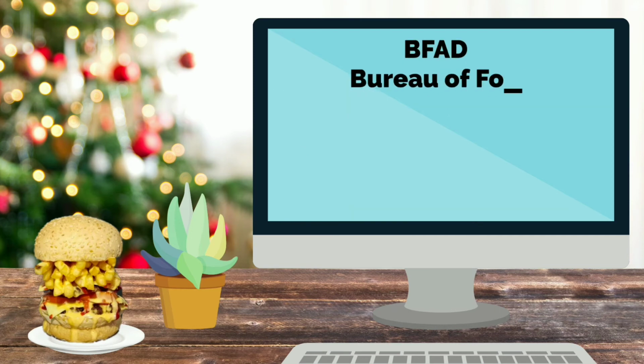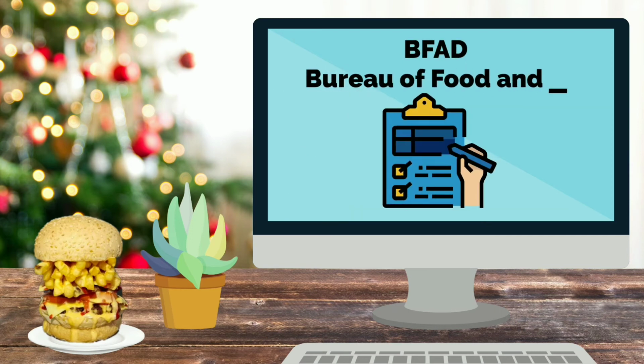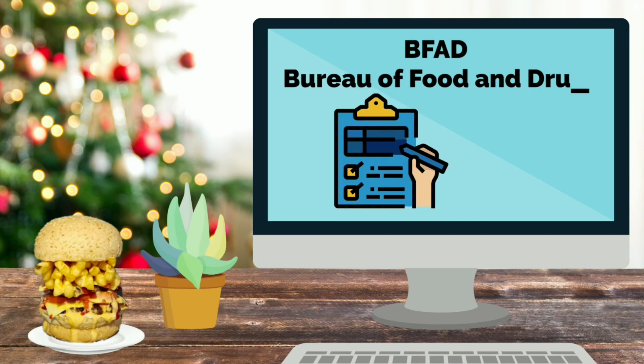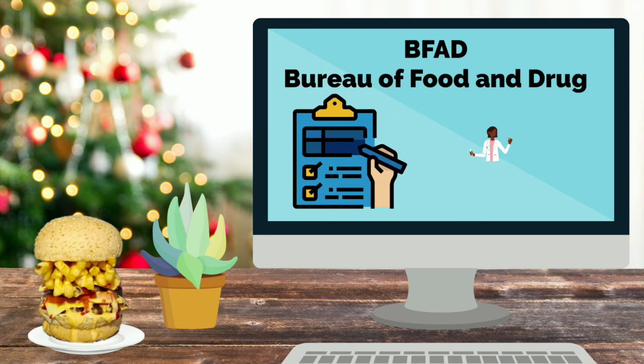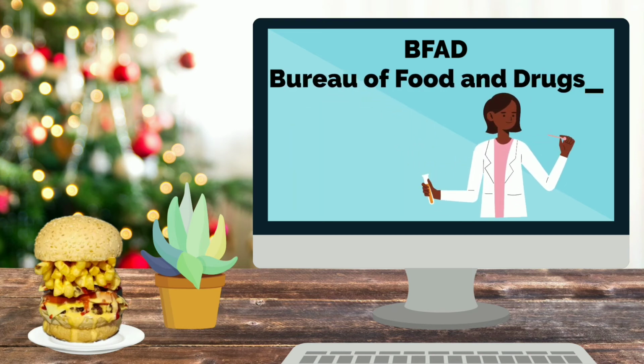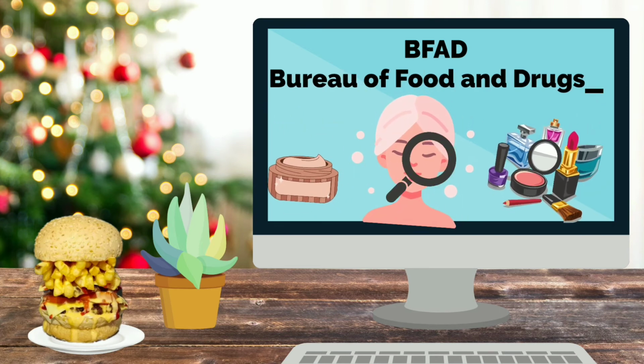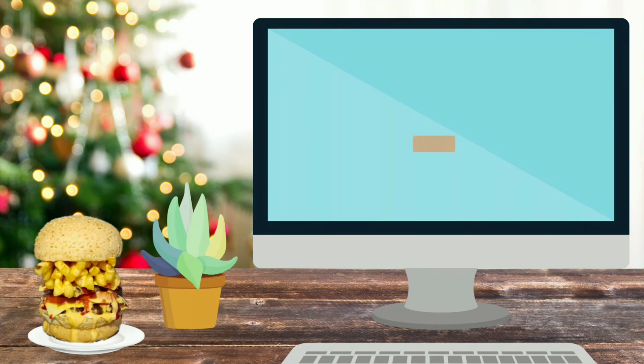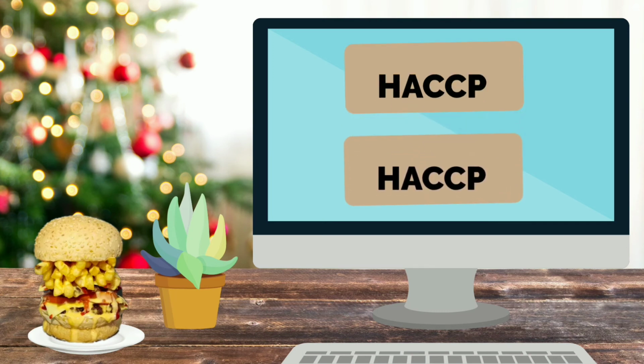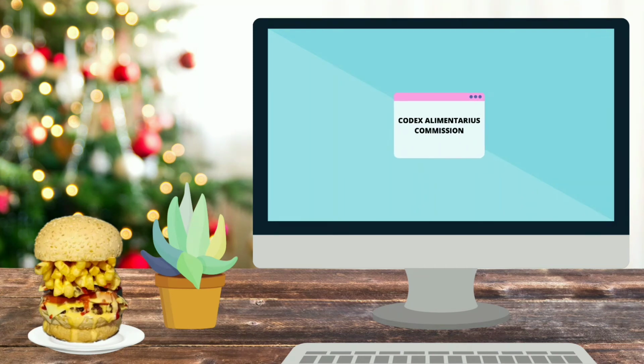Bureau of Food and Drugs. They handle the registration of processed foods, drugs, medical devices, in vitro diagnostic reagents, cosmetics, and household hazardous substance products. Hygienic safety and manufacturing practices, and Hazard Analysis Critical Control Point or HACCP. Codex Alimentarius Commission and Food and Drug Administration.